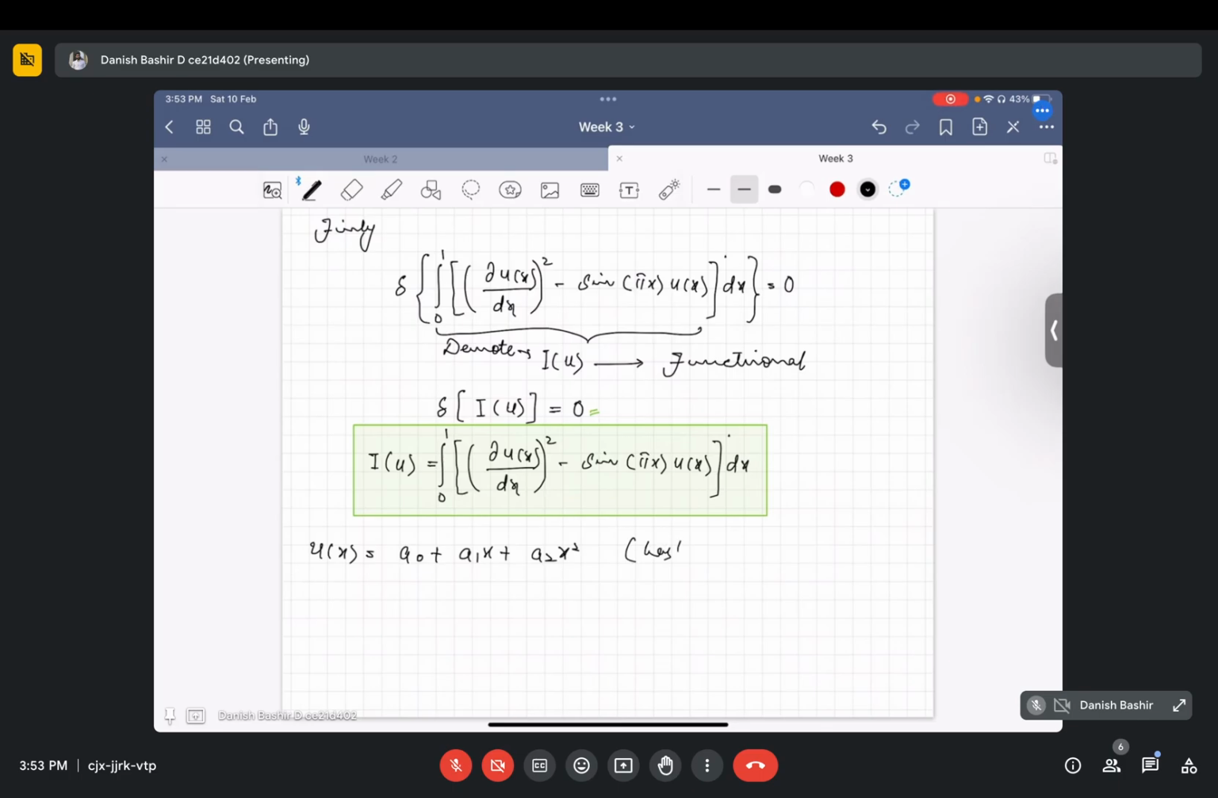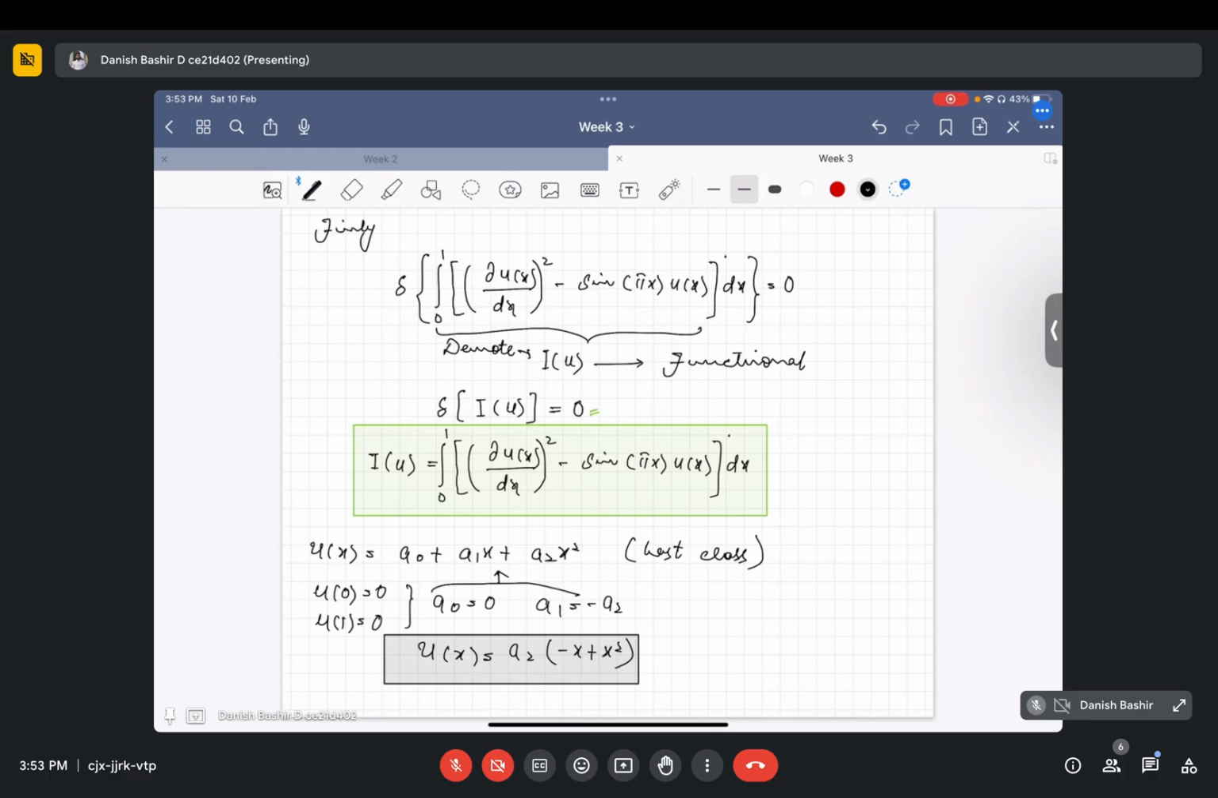Okay, last class. Then u of 0 equals 0 and u of 1 equals 0. From that we got a naught equal to 0 and a1 equals minus a2. When we incorporate all these things, we get u of x simply equal to a2 times minus x plus x square. Okay, this is from the last class.